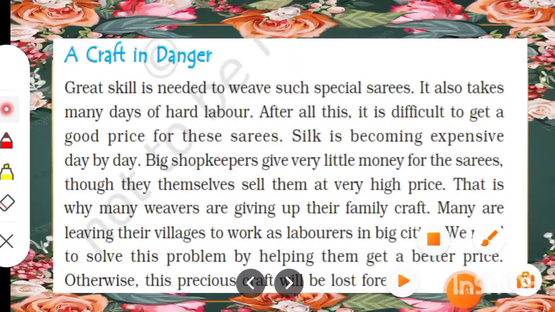Craft in danger. Great silk is needed to weave such special saris. It also takes many days of hard work. After all this, it is difficult to get a good price for these saris. Silk is becoming expensive day by day. Big shopkeepers give very little money for the saris, though they themselves sell them at very high prices. That is why many weavers are giving up their family craft. Many are leaving their villages to work as laborers in big cities. We need to solve this problem by helping them get a better price. Otherwise, this precious craft will be lost forever.